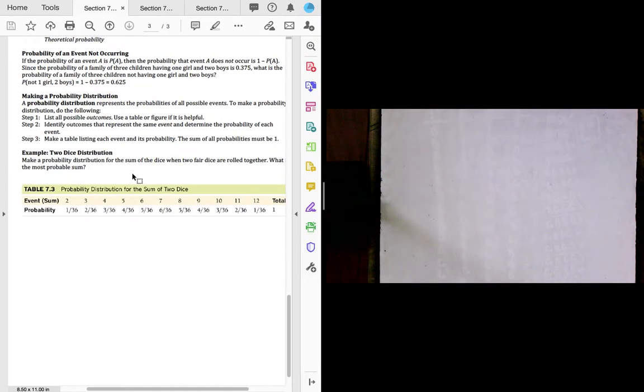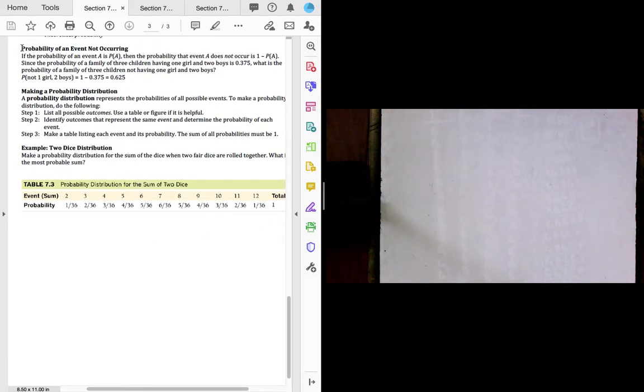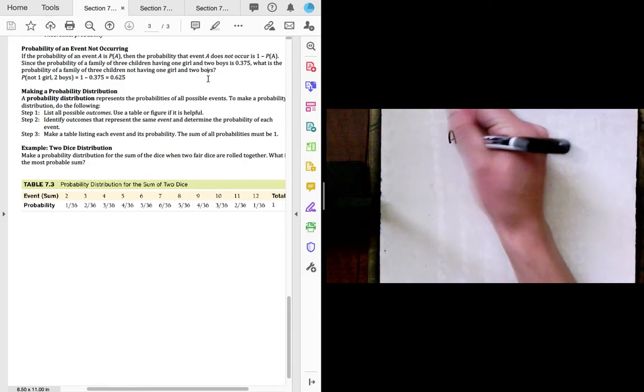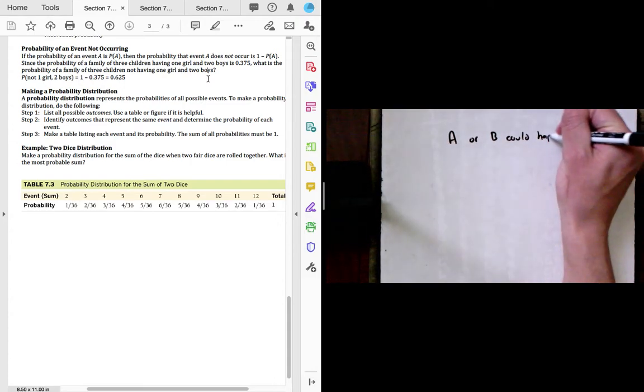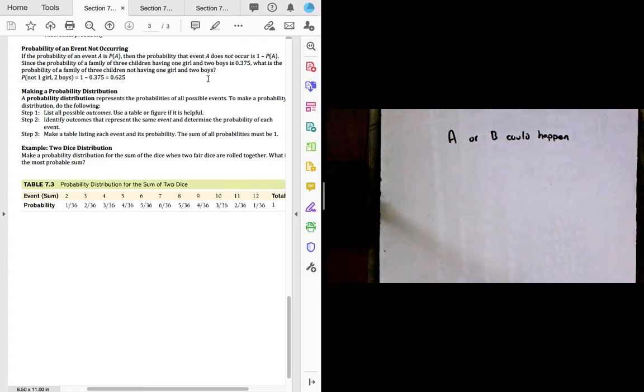So 2 more things we'll talk about. The probability of an event not occurring. It's really interesting. Remember that the probability of 2 events, if they take up all of the different outcomes, I'm going to say A or B could happen. I don't know what A and B are. How about A is it rains today and B is it doesn't rain today. So A or B could happen, right? They both can't happen. Either it rains or it doesn't rain. And together they make up every possibility.